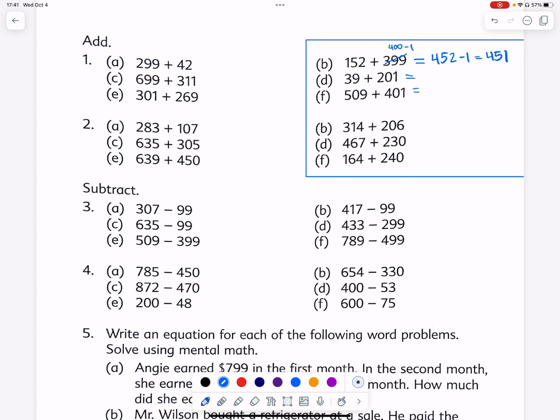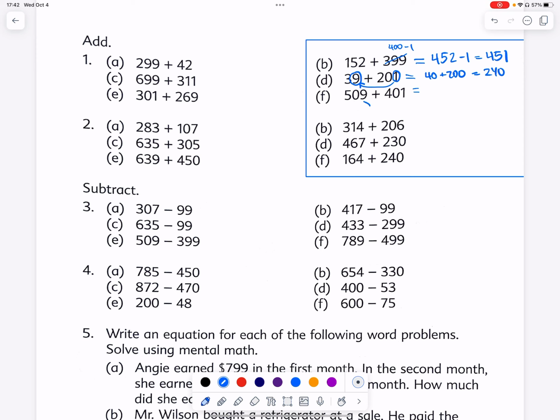0 is my hero and 10 is my friend. Take a look at the place of ones. Let's add 1 to 39 to make around 40. And 40 and 200 gives you 240. No stacking necessary.